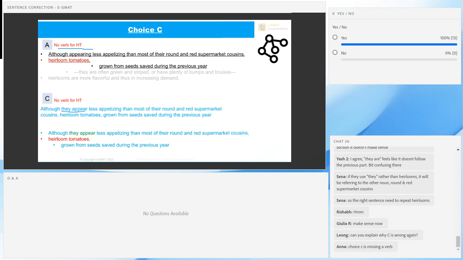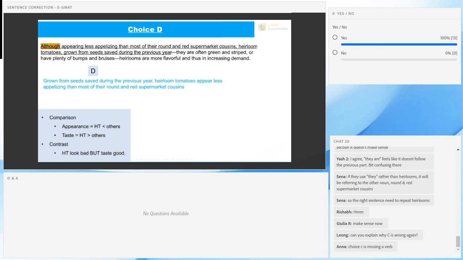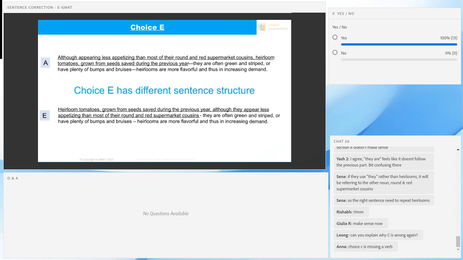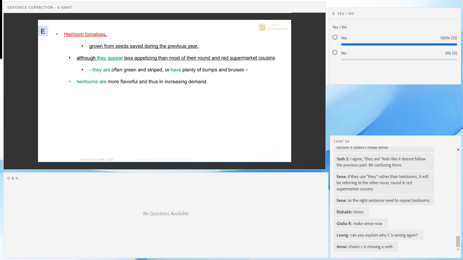Okay. Now, again, once you master sentence structure, which is what you'll be able to do when you go through the master comprehension course, all of these things will come very naturally to you. Okay. Choice E has a different sentence structure, but exact same error as choice A. There's no verb for heirloom tomatoes. Okay, and not very many people selected choice E.